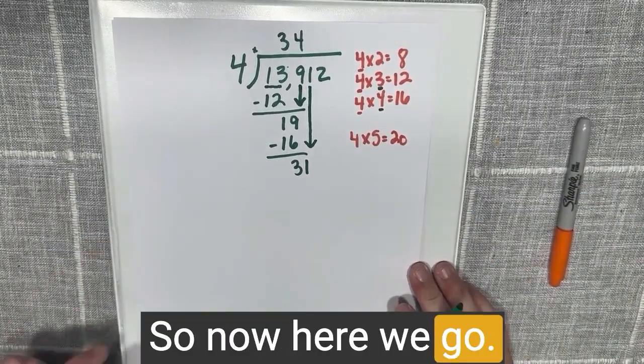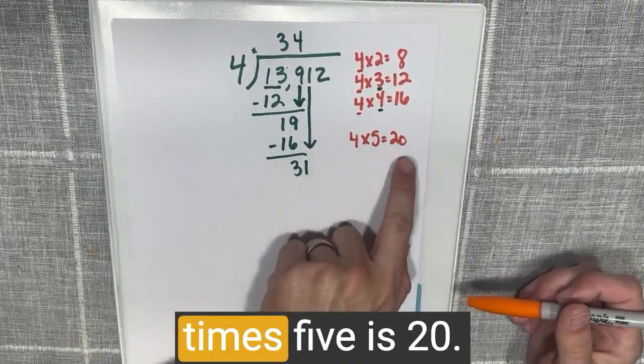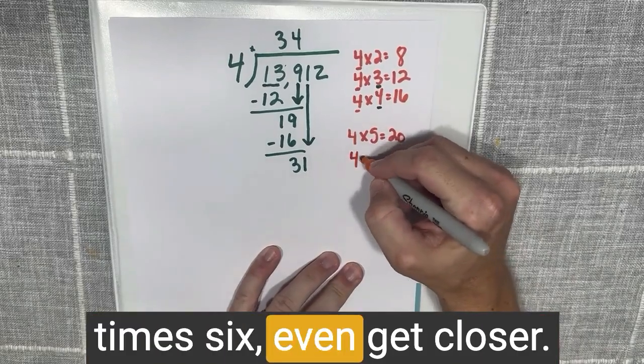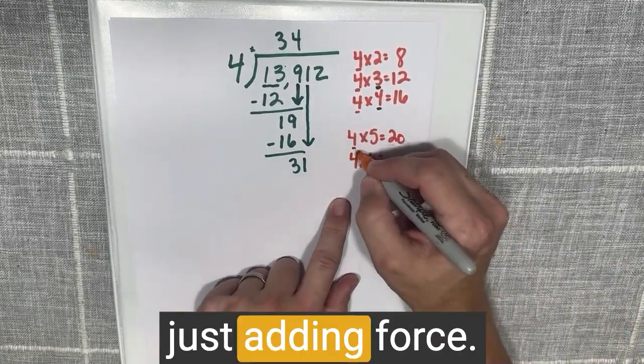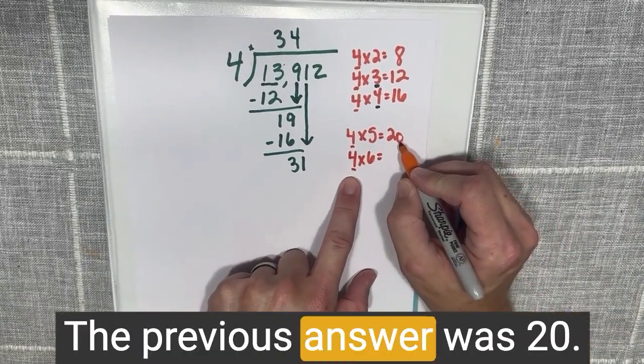Okay, so now here we go. We're going to try to figure out how many times 4 can go into 31. Now, we did 4 times 5 is 20, but we're going to see how close we can get. So we're going to try 4 times 6, see if we can get closer. Okay, 4 times 6, remember, we're just adding 4s. So we add 4 to that previous answer. The previous answer was 20.